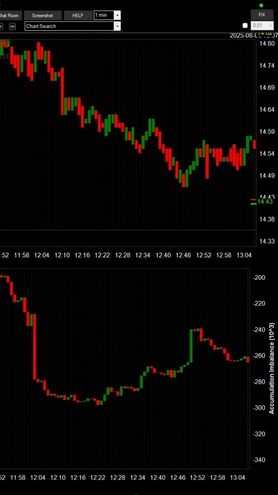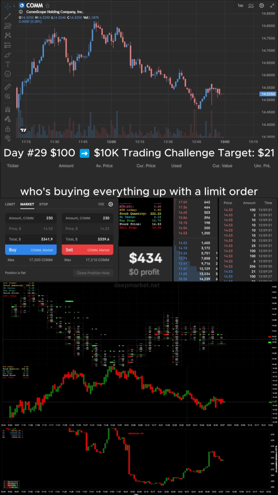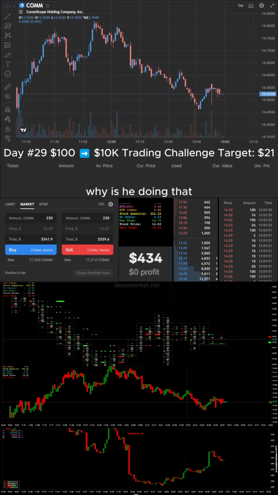When I look at the volume chart, I can clearly see that 20,000 shares have already been shorted, but there's a bigger player who's buying everything up with a limit order. Why is he doing that? Because the short trend is dominating and he needs to short at a higher price. Now it's clear that he's buying up all the shares shorted by retail traders.